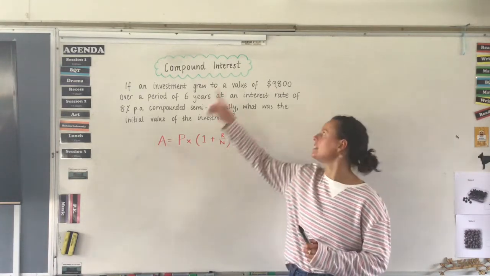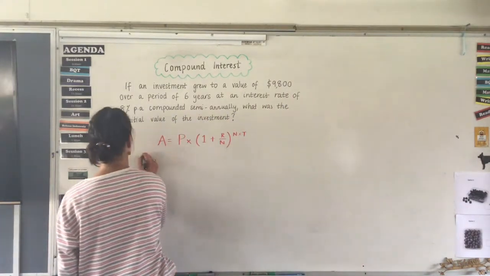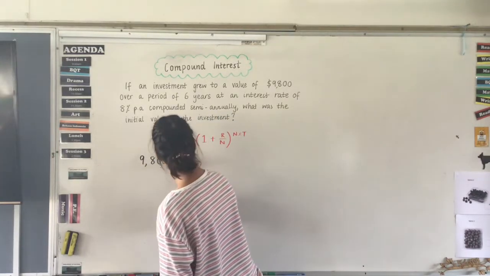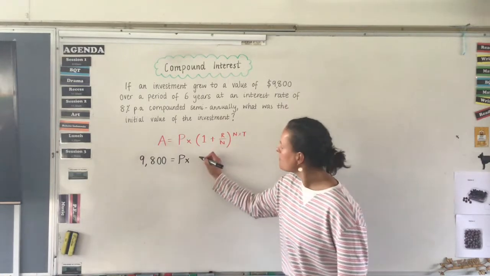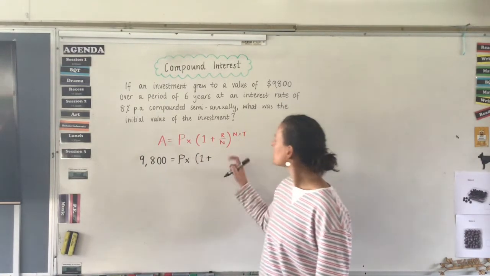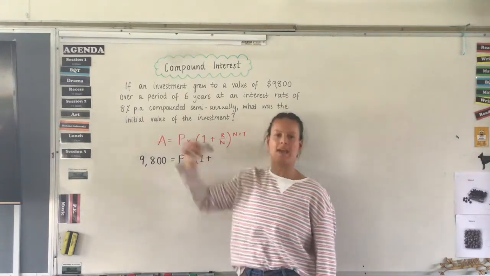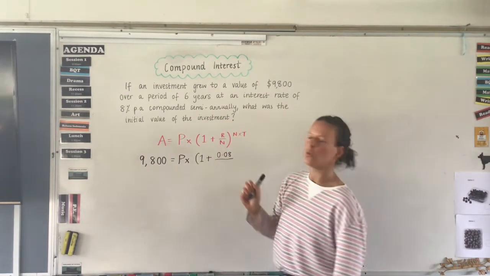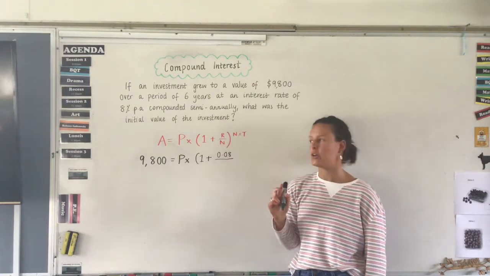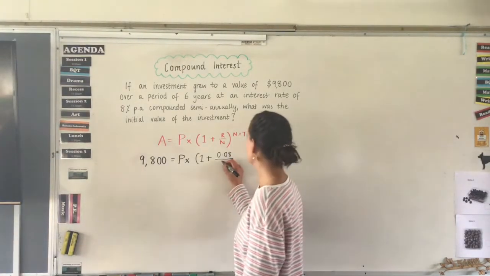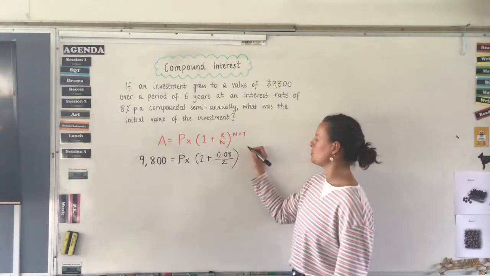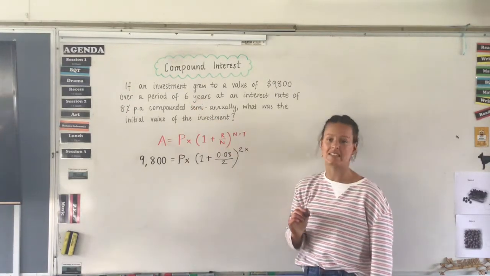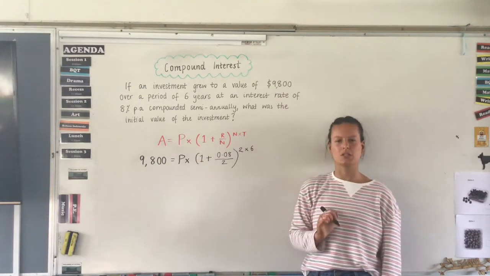Our A is actually equal to our $9,800. Because we're still trying to find our P, I'm just going to write a P down. This part stays the same. Our R stands for our rate. We're at 8% per annum, so 0.08. We're compounding semi-annually, which means twice per year. So our N is 2. Then of course we do the same 2 up here. And we multiply it by the number of years. And we can see that it was over a period of 6 years. So this is what our equation looks like now.